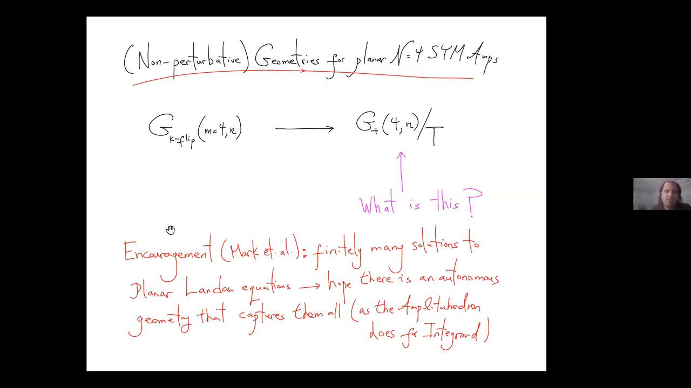Now, I should say ahead of time, there's an encouragement for why we should be looking for non-perturbative geometries, period, which comes from work of Mark et al. We know there are finitely many solutions to planar Landau equations. And so there is a hope that there's an autonomous geometry that captures all of these singularities, again, as an answer to a different question, just as the amplituhedron does at the level of the integrand.